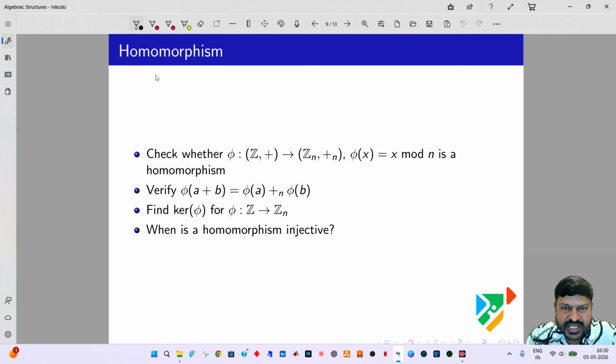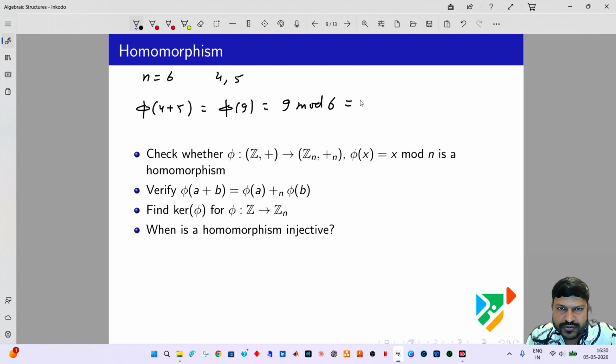Let's discuss one simple example. Suppose n is equal to 6 and you are taking 4 and 5. So what will be phi of 4 plus 5? It will be phi of 9. What is phi of 9? 9 modulo 6. This is equal to 3. What is phi of 4? Phi of 4 is 4 modulo 6, which is 4. What is phi of 5? It is 5 modulo 6, which is 5.